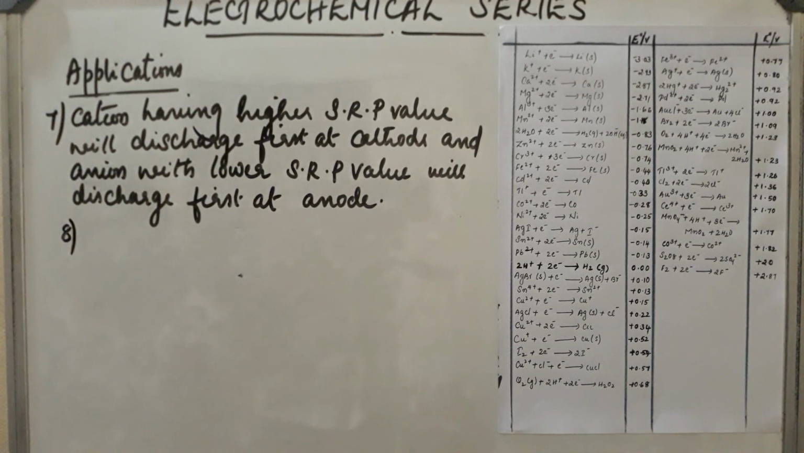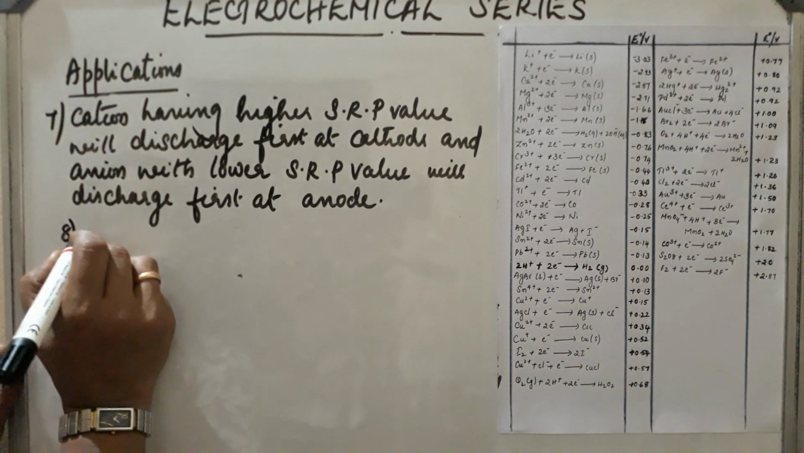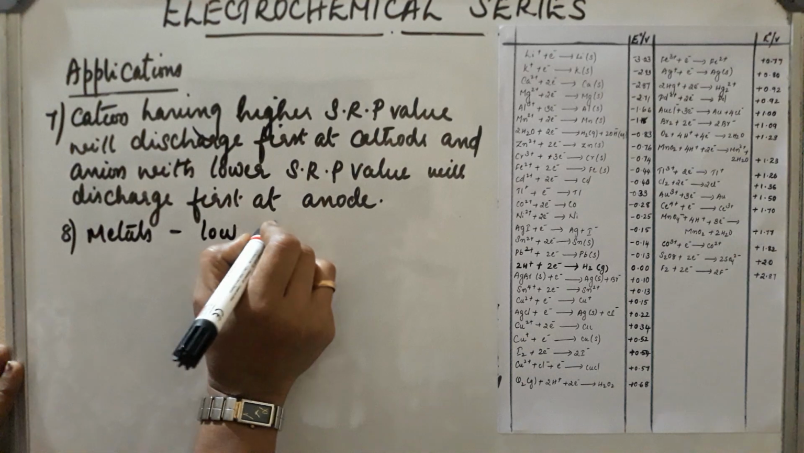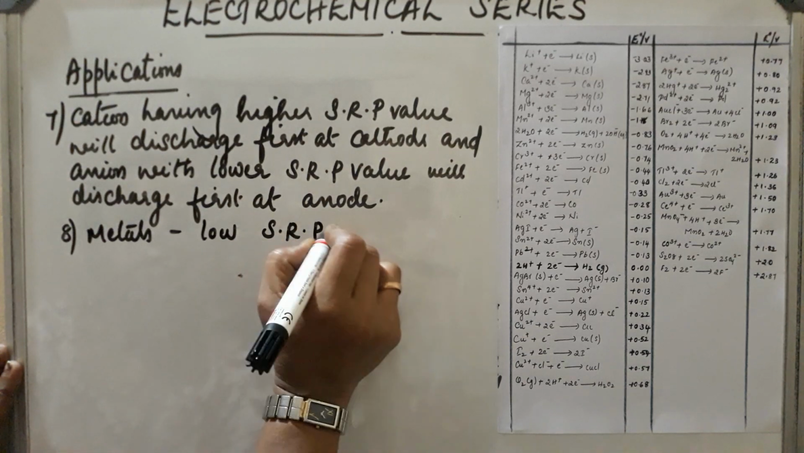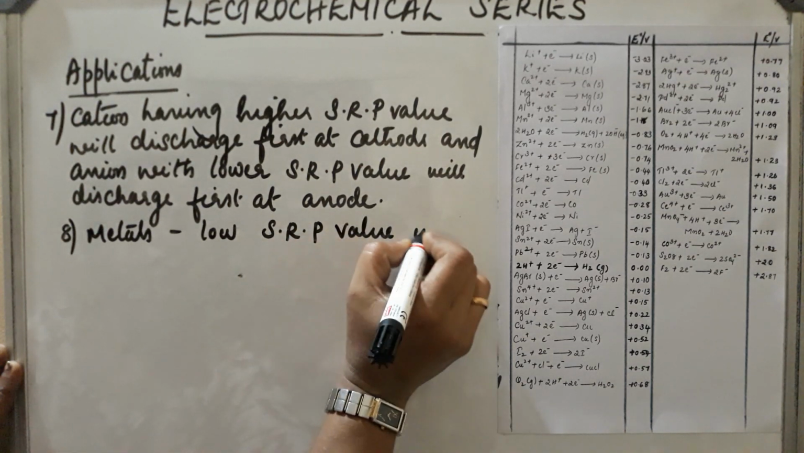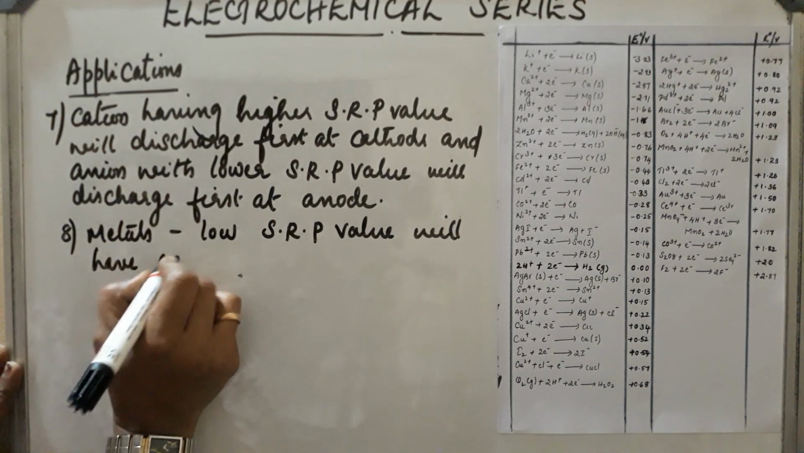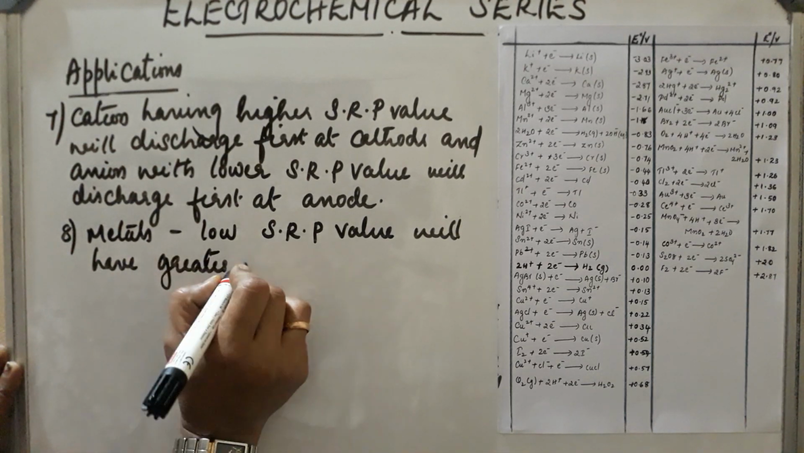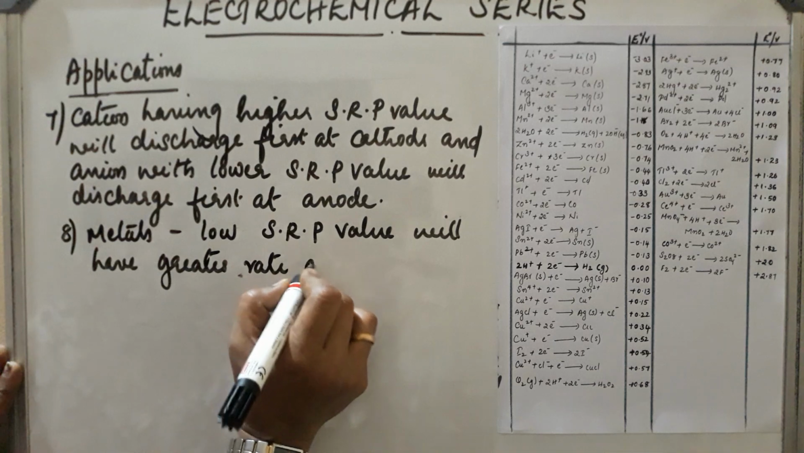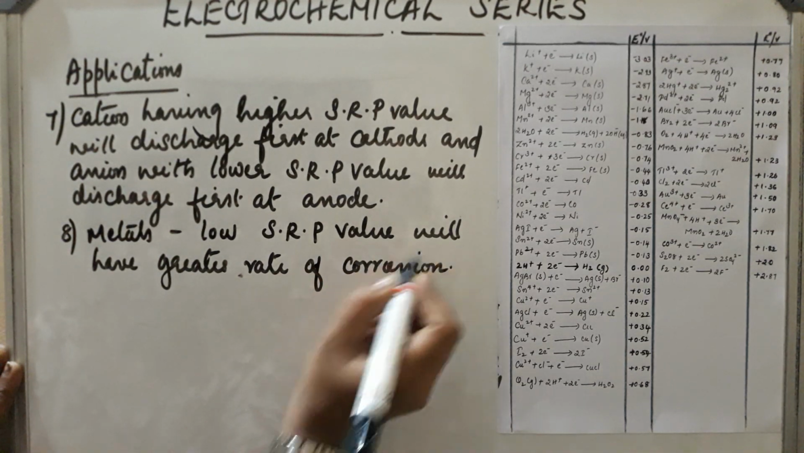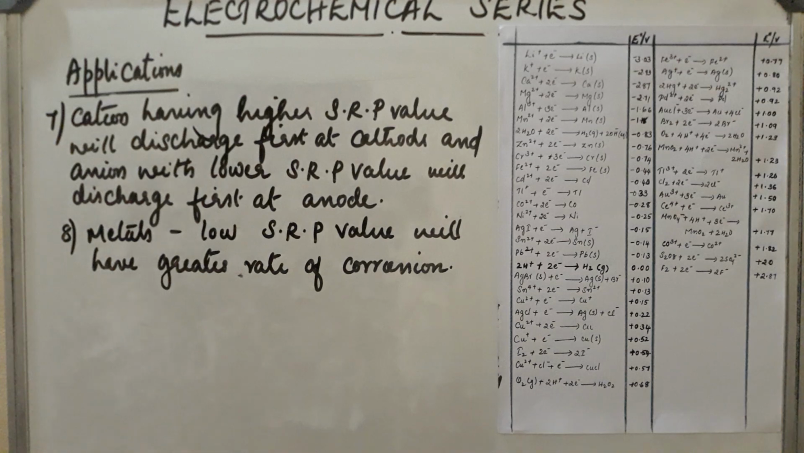Next, eighth point. Metals which have low SRP value have a greater rate of corrosion. These are the important applications of the electrochemical series.